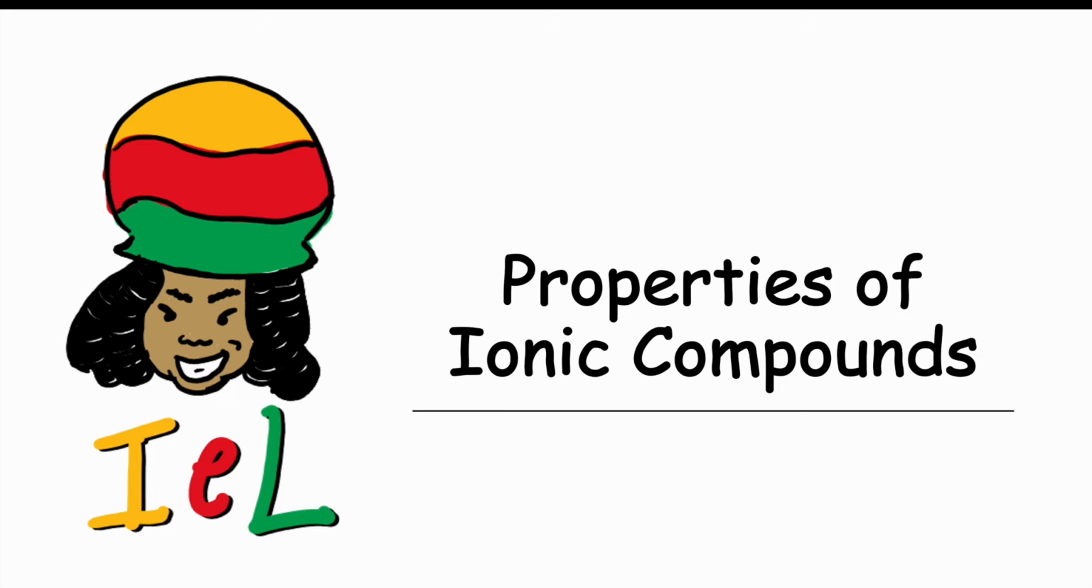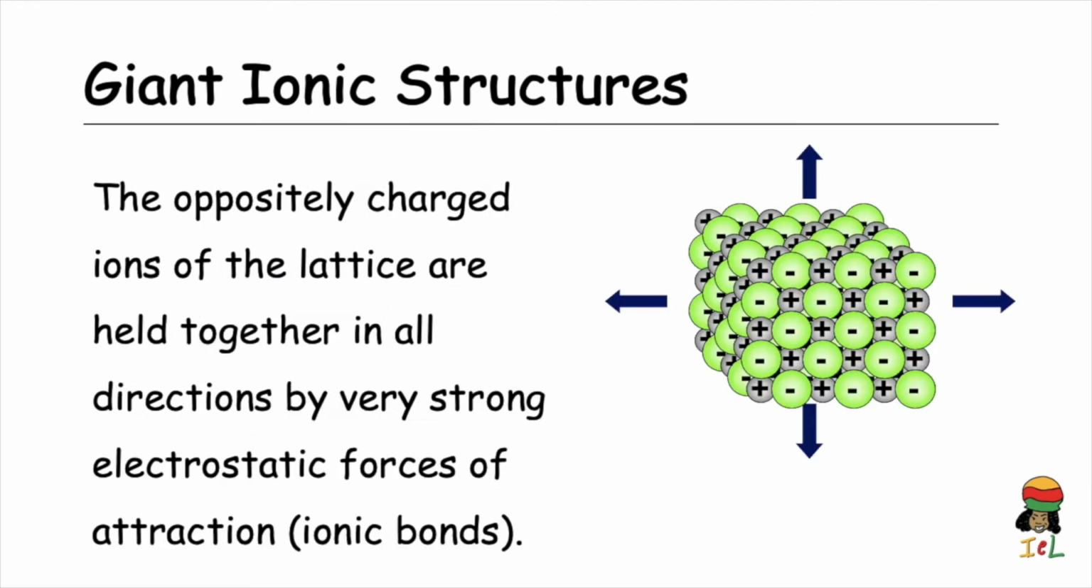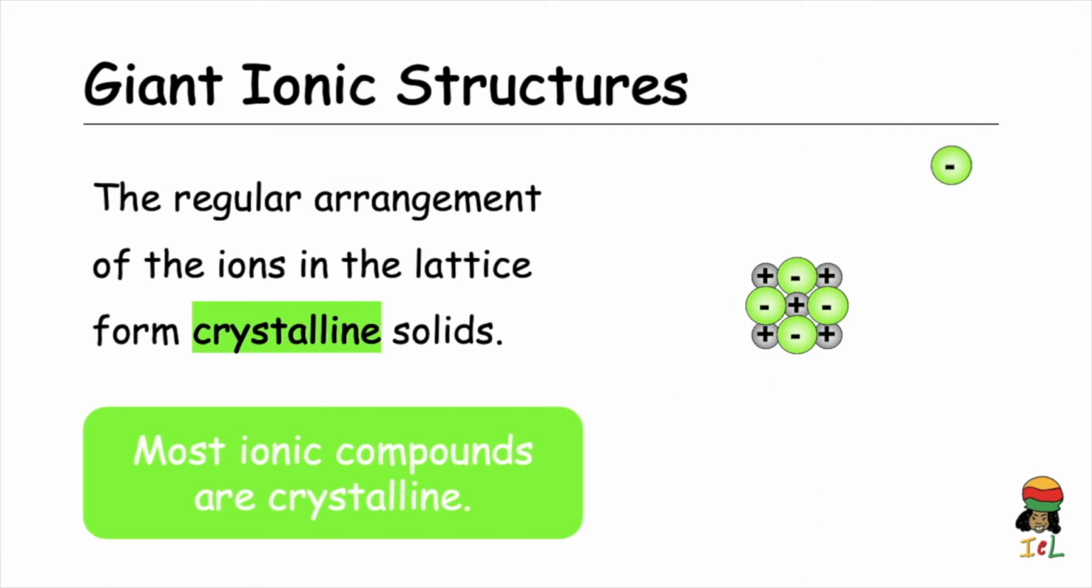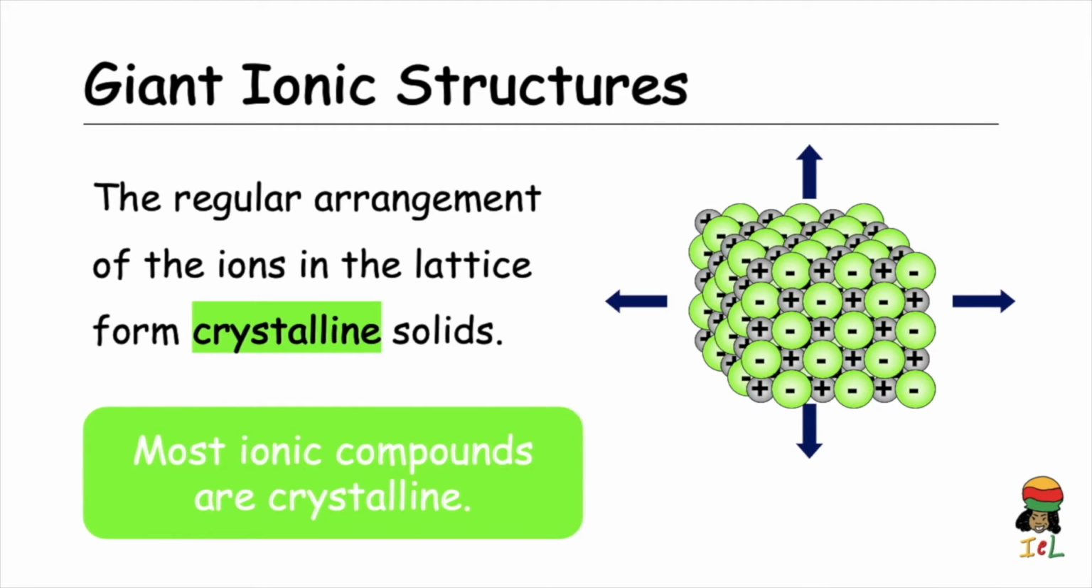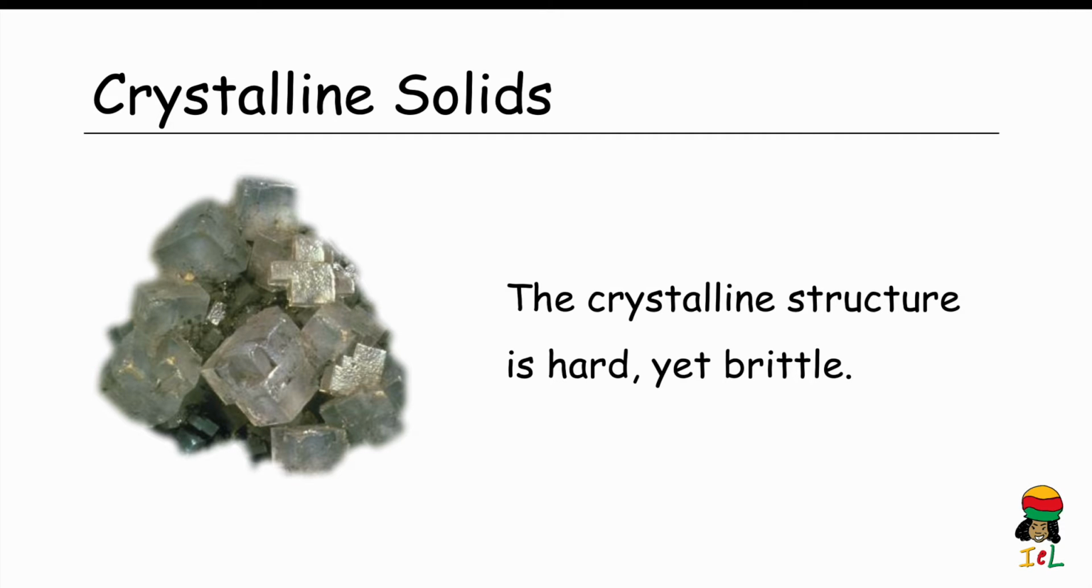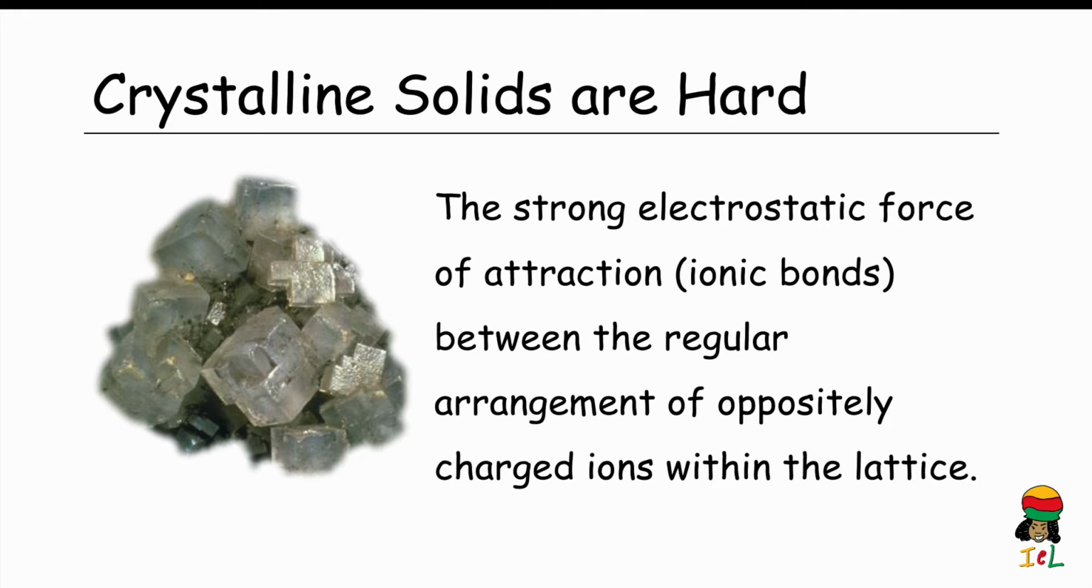So that brings us to the properties of ionic compounds. The regular arrangement of ions in the lattice results in the formation of crystalline solids. Therefore, ionic compounds are usually crystalline solids. The crystalline structure of ionic compounds is such that it is hard yet brittle. The ionic crystals are hard due to the strong electrostatic force of attraction, which are the ionic bonds between the regular arrangement of oppositely charged ions within the lattice. So the strong ionic bonds exist in all directions around the ions within the three-dimensional structure.